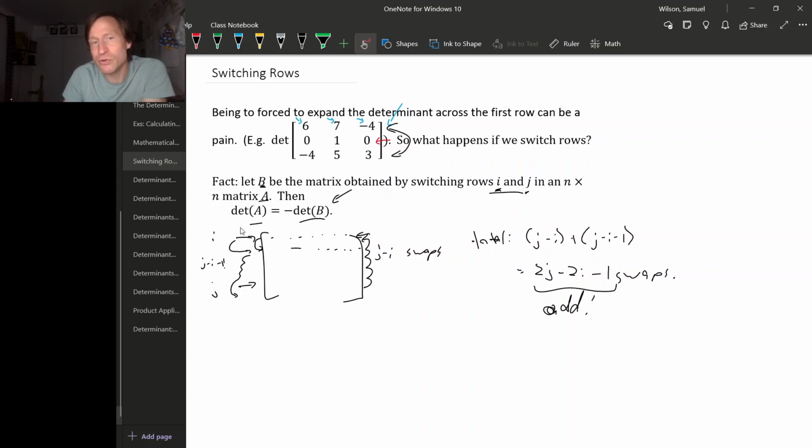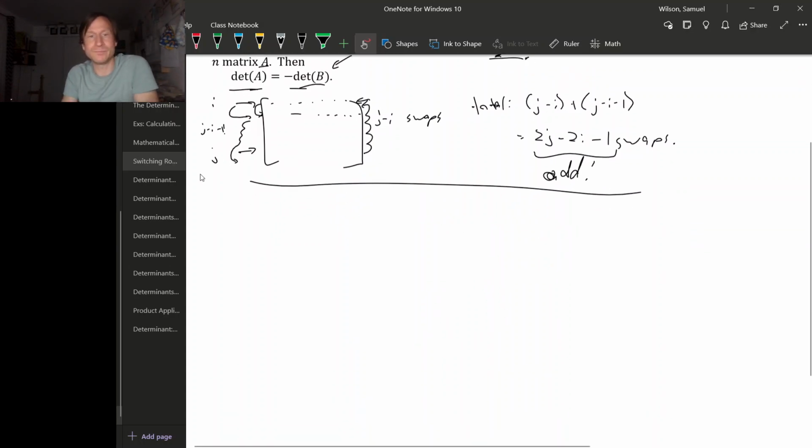Well, if we can prove that swapping adjacent rows makes the determinant change sign, then doing an odd number of swaps will change the sign an odd number of times, but flipping the minus sign an odd number of times is the same as flipping it just once. So that means all we need to do is prove that swapping adjacent rows changes the sign. And then this argument here will take care of the rest.